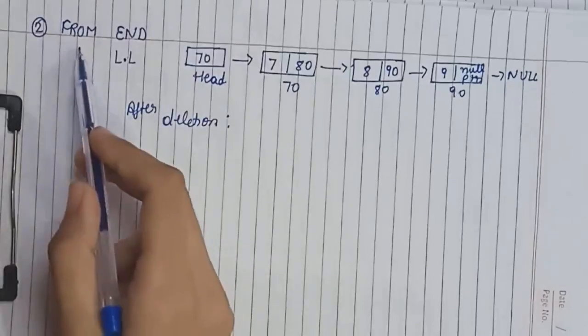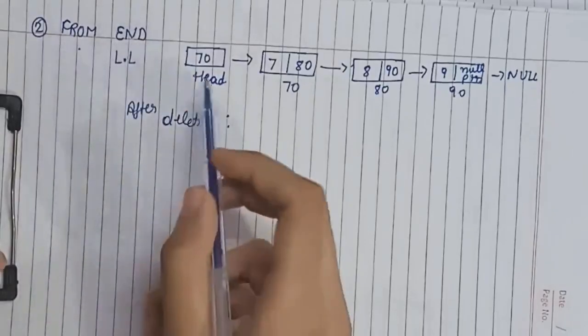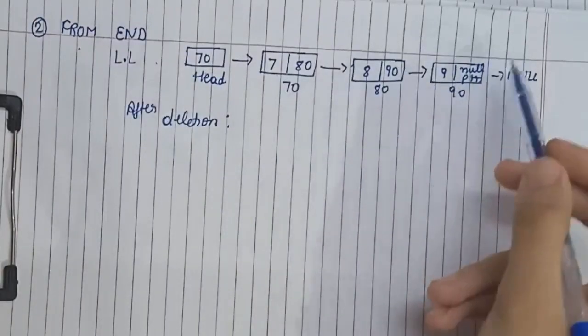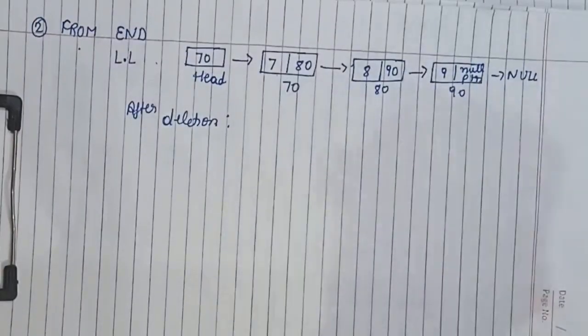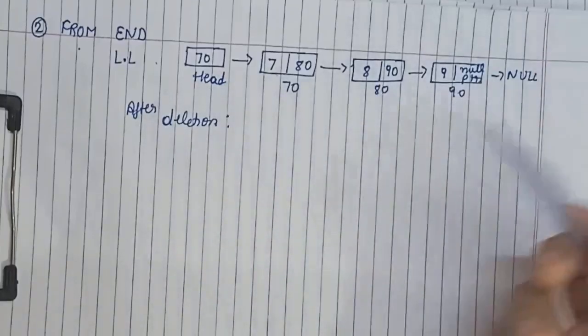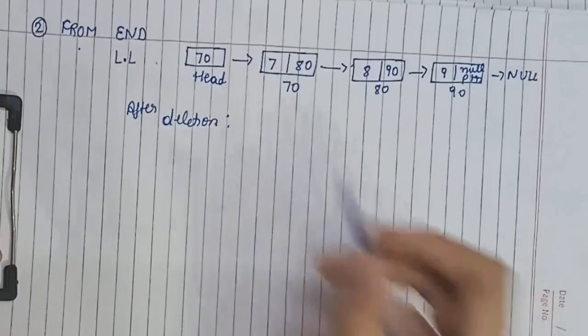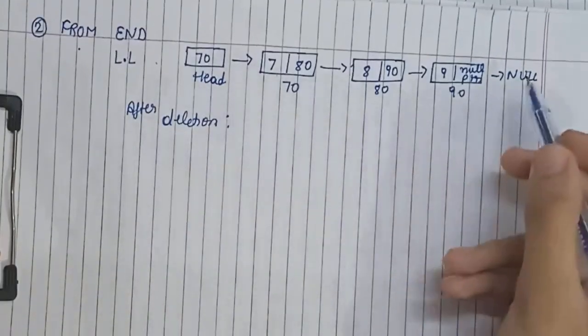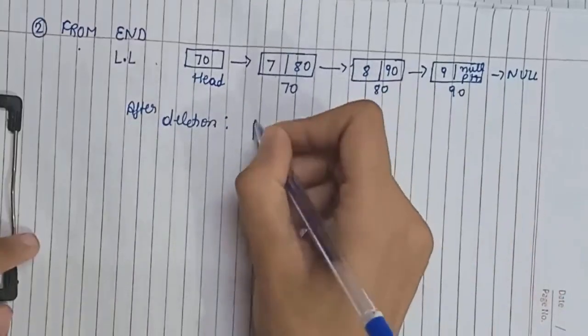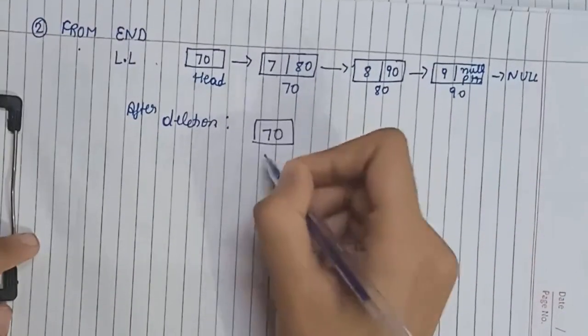So now, deletion from the end. This is the same linked list that we have taken earlier in our example. I have taken the same linked list for the explanation purpose here also. So this is our linked list earlier, and after deletion from the end, the linked list that we will be having is this.